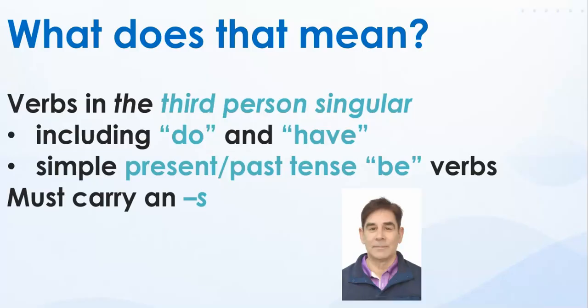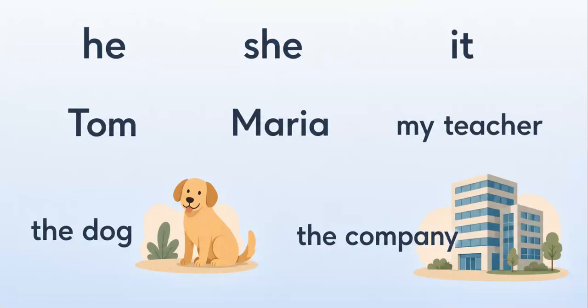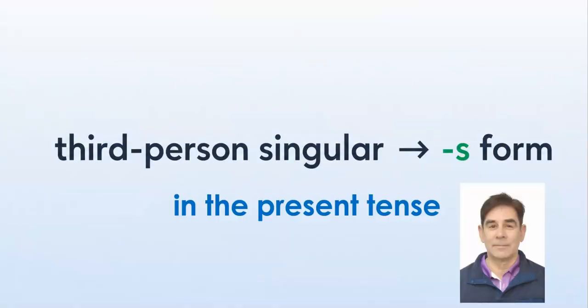Verbs in the third-person singular, including do and have, as well as simple present and past tense be verbs, must carry an S, when used with pronouns like he, she, it, or nouns like Tom, Maria, my teacher, the dog, the company. If we're using singular nouns, we will use an S form of the verb in the present tense.